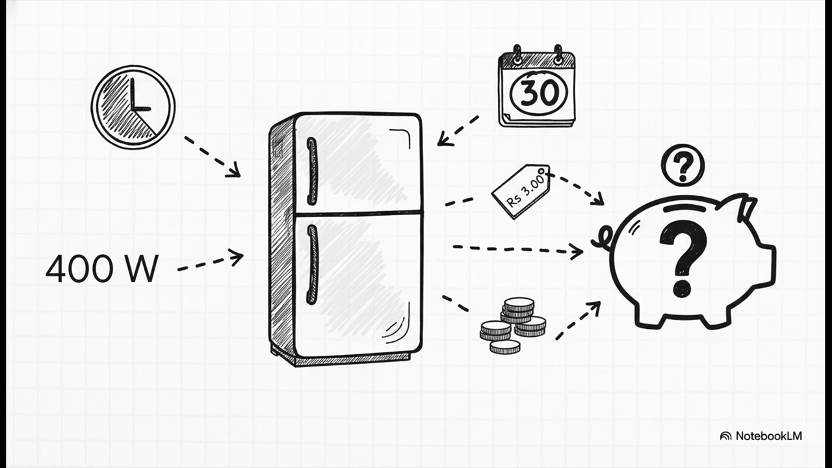Okay, let's look at problem number 2. Now read this one carefully. An electric refrigerator is rated 400 watts. It operates for 8 hours every day. We need to find the cost to run it for 30 days if the rate is 3 rupees per kilowatt hour. So you see, this question is different. It's not asking for power, it is asking for the total cost. This is an energy calculation.